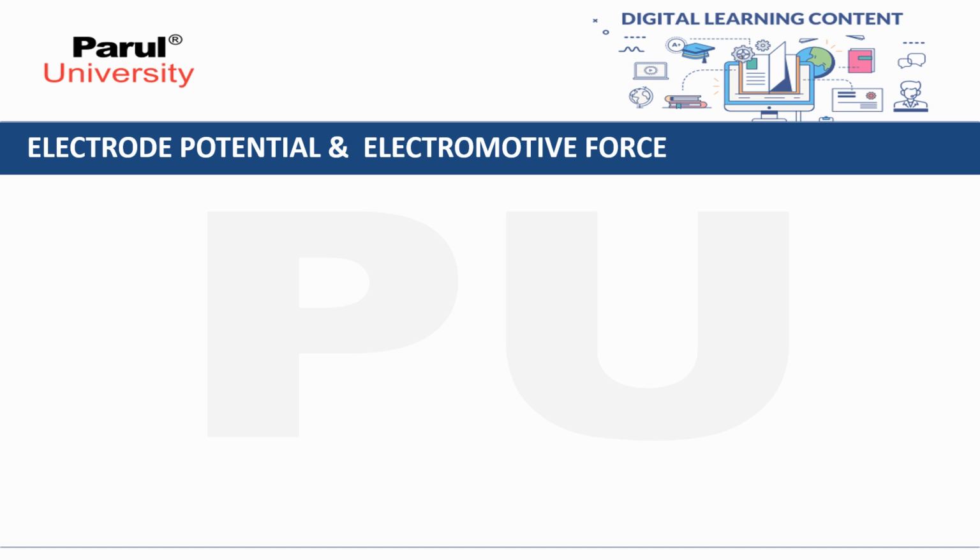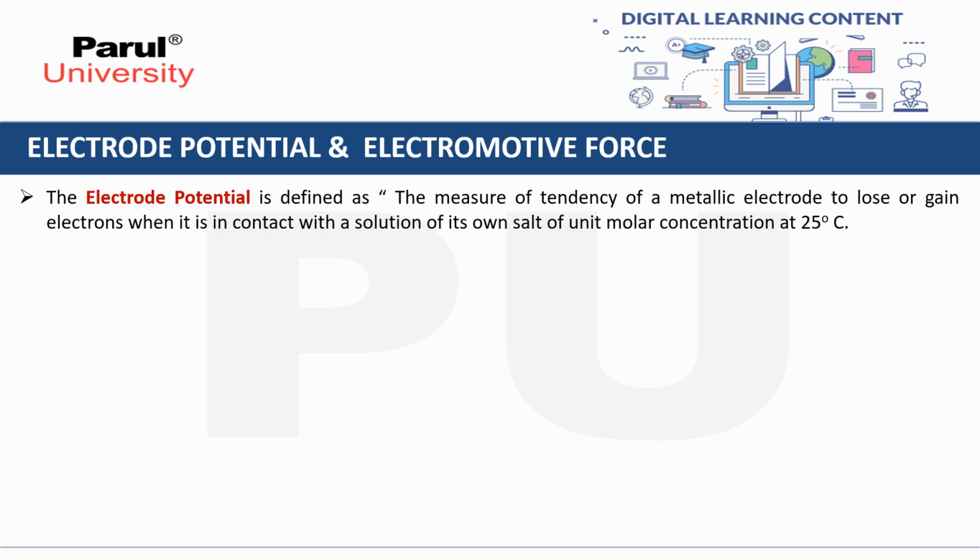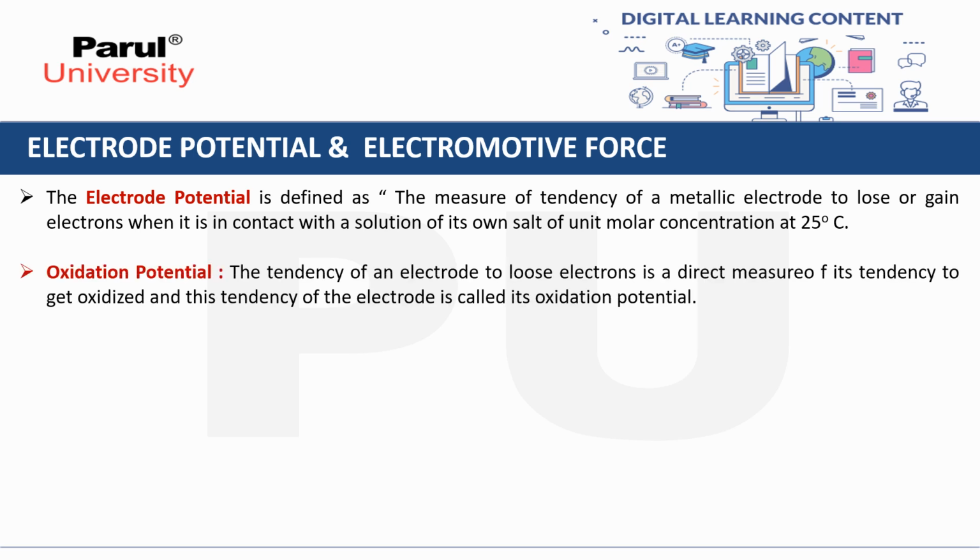So, based on the loss of electron and the gain of electron, that is the oxidation reduction half cell or the oxidation reduction reaction, as the electrons are transferred from one end to another end, we can find out the electrode potential and the electromotive force of the cell. So the electrode potential is defined as the measure of tendency of a metallic electrode to lose or gain electrons when it is in contact with a solution of its own salt of unit molar concentration at 25 degree centigrade. The electrode potentials are of two types: oxidation potential and reduction potential.